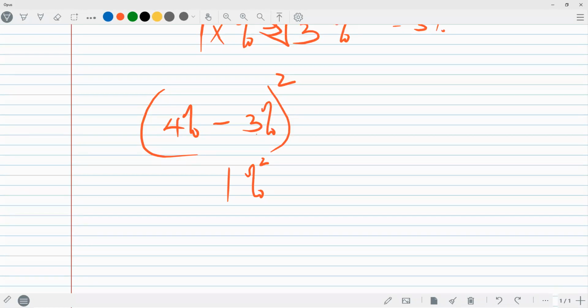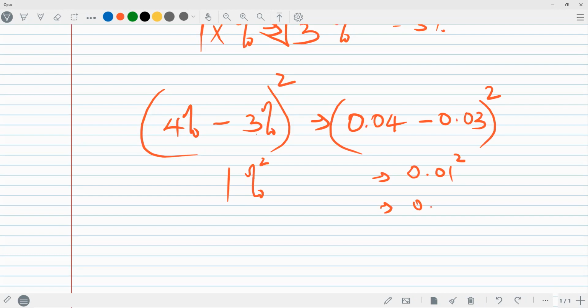Or in case you don't use percentage, you can use decimals. 0.04 minus 0.03, squared, which will be equal to 0.01 squared, which will be equal to 0.0001. Yes. So that's the way. If you want to use percentage, you can use percentage. If you want to use decimal, use decimal.